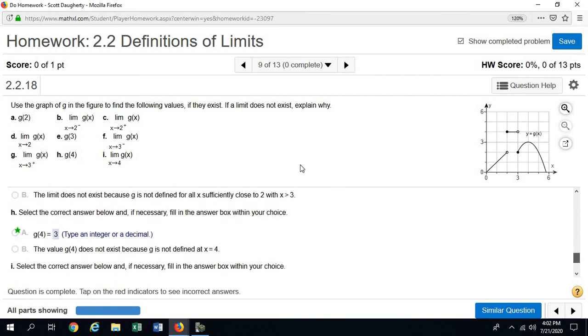Okay? And then h, find g evaluated at 4. So 4 is right here. If I plug a 4 in, the y value that comes out appears to be 3. So g of 4 is 3.